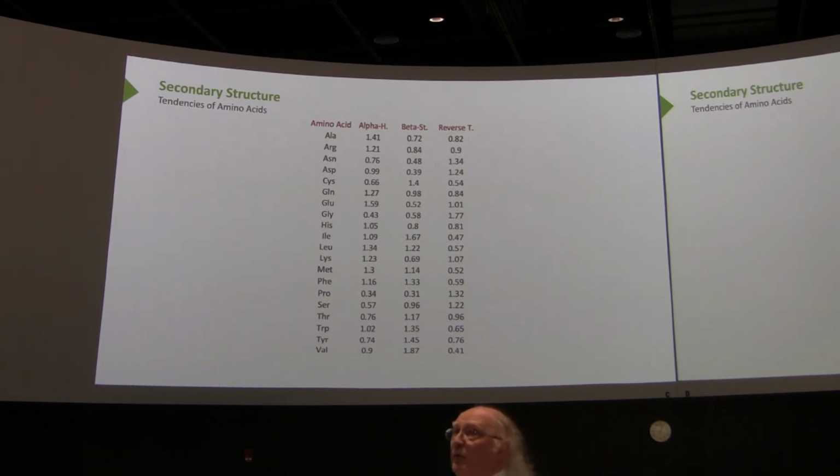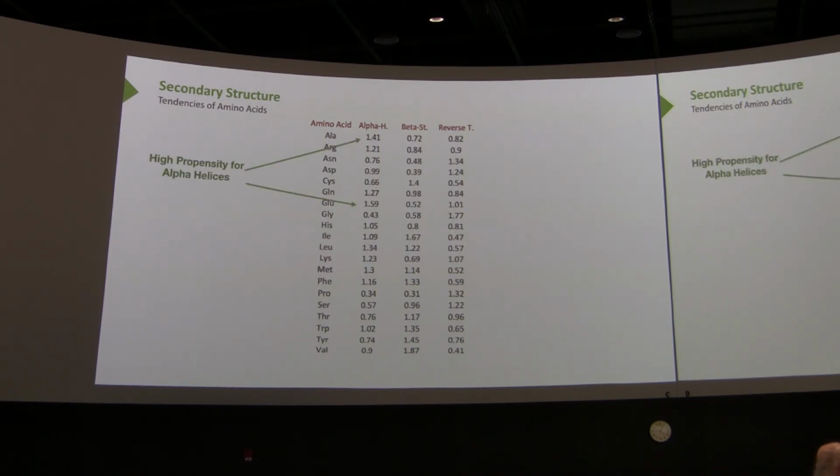Proline, for example, we don't see very much in alpha helices. We don't find it very much in beta strands, but we find it a lot in turns, and that's what I've already told you, right? The inflexible nature of the proline makes those turns. If we look at a couple of these, for example, we see alanine with a 1.41 and glutamic acid with a 1.59 like to be in alpha helices a lot.